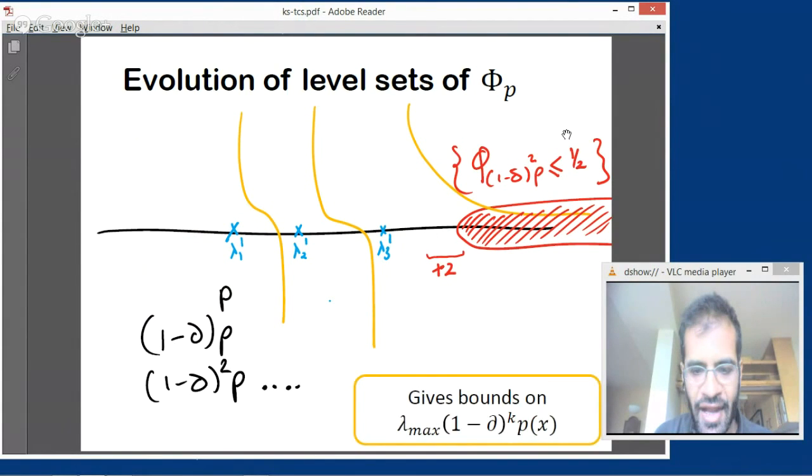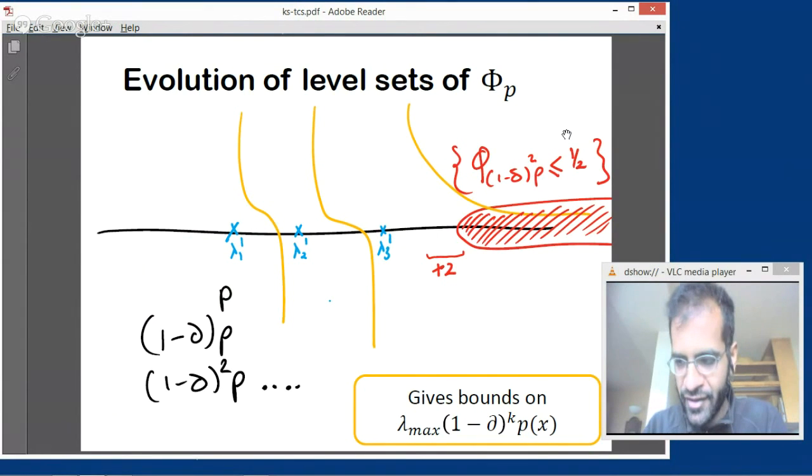This type of argument gives me control over the level sets of the barrier function of I minus differential to the k of p for any k, any number of operators. And since these sets do not contain any roots, it gives me upper bounds on the roots. Okay? Are there any questions about this argument?